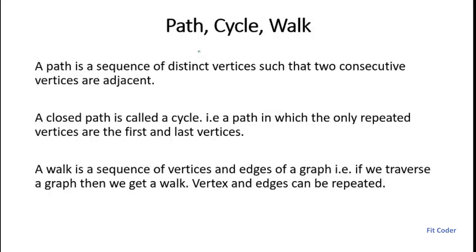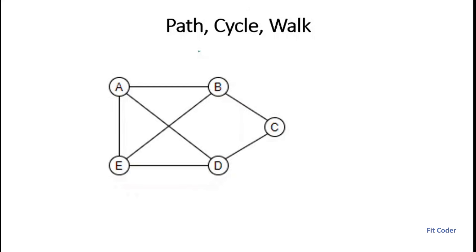And what is a walk? A walk is a sequence of vertices and edges. There is no condition here that the vertices or edges cannot be repeated. It is simply a traversal of the graph. So let's discuss this with an example. We have this graph A, B, C, D, E. It is an undirected graph. So let's find out what can be the path.